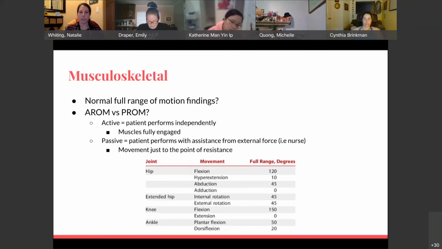Active range of motion versus passive range of motion. Active is where the patient performs it independently. You are not providing assistance. Their muscles are fully engaged. With passive range of motion, the patient performs this with the assistance of a physical therapist or the nurse. Often that's done with physical therapy, or maybe even CNAs, I'm not sure. I haven't really seen the nurses I've worked with do too much of that. It might be a specific unit that does more of that.